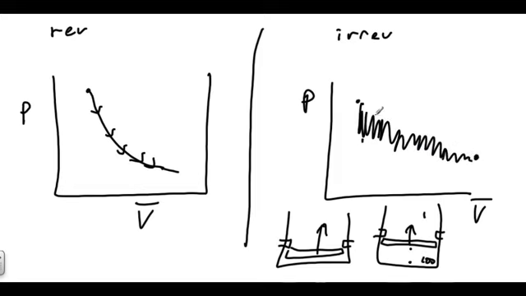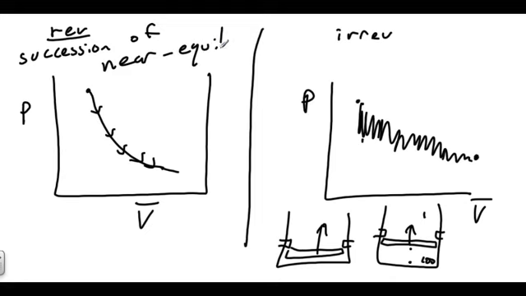And the fundamental difference between these two is that the reversible process we can think of as a succession of near equilibrium states. So the system's almost in equilibrium all the way through. And here, that's clearly not so. There are these giant gradients in pressure going through our system when we have an irreversible process. So we can see they're totally different.